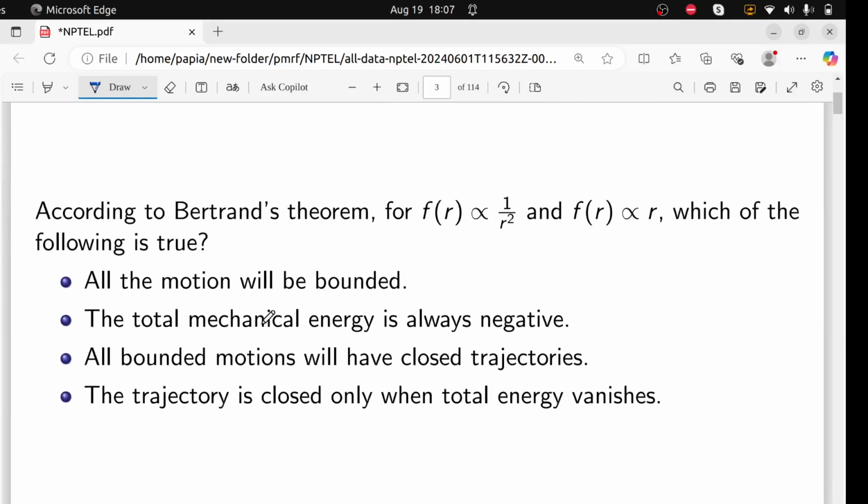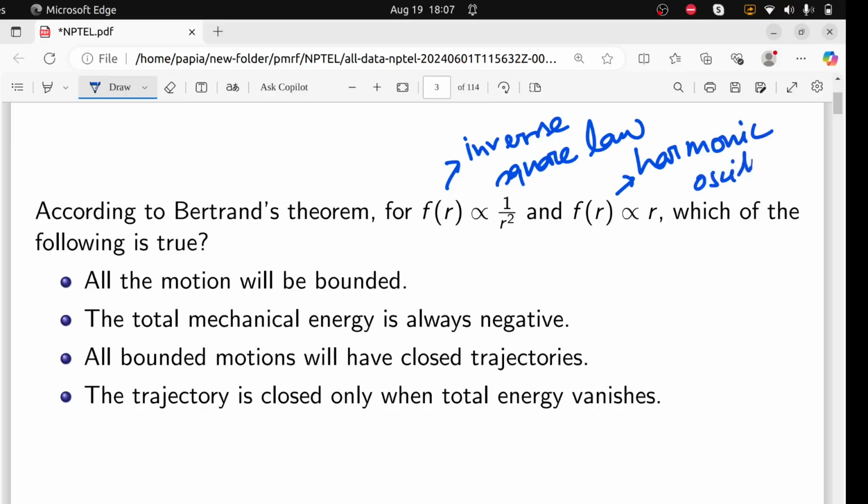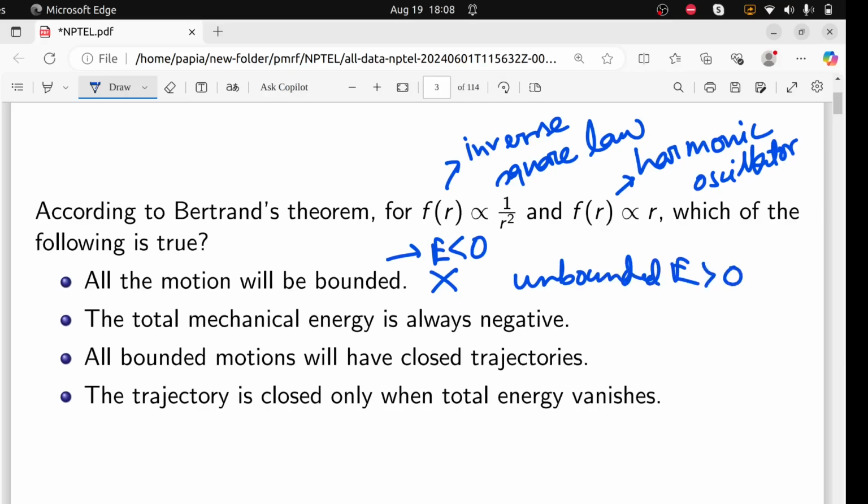Now come to the question. According to Bertrand's theorem, for F(r) you can see this is the inverse square law, and this is the harmonic oscillator. Which of the following is true? First option: all the motion will be bounded. That is not correct, because all the motion cannot be bounded. If the energy is less than 0, only then it will be bounded. For the unbounded case, E is greater than 0. So this one is not correct.